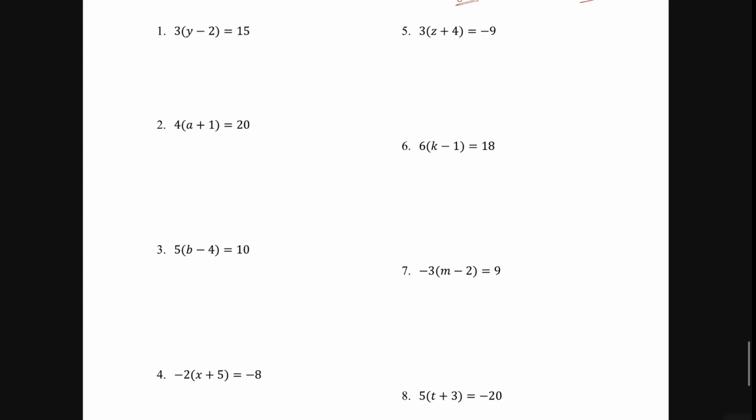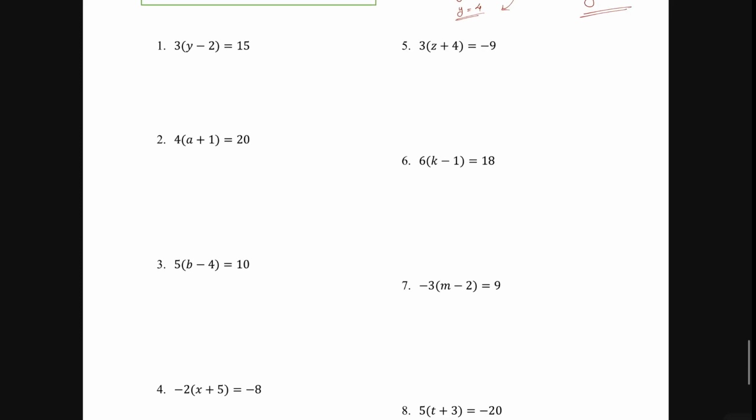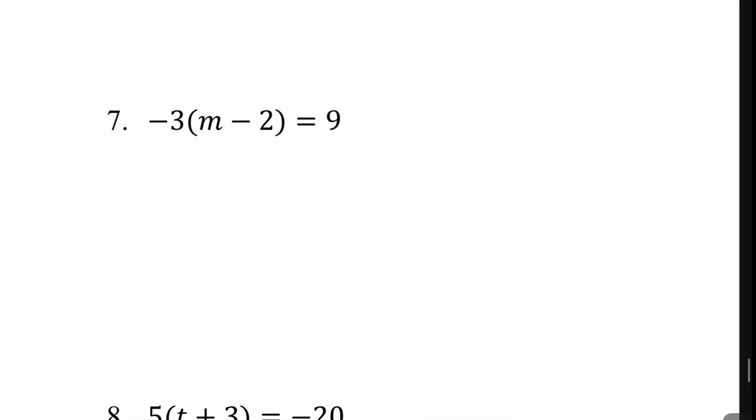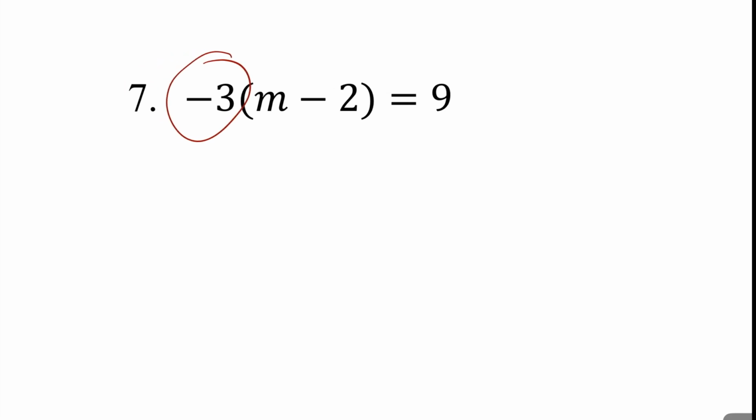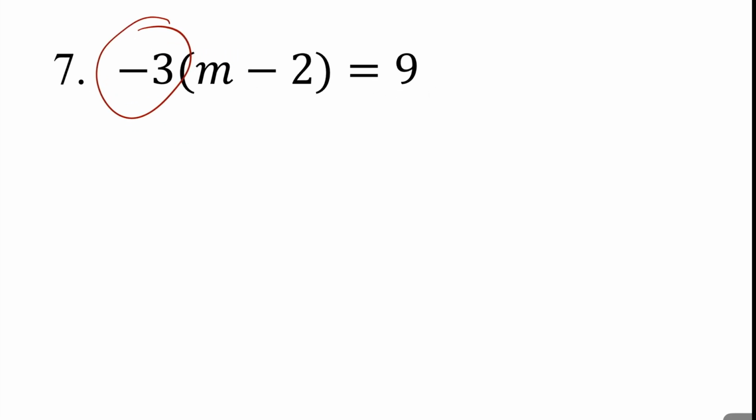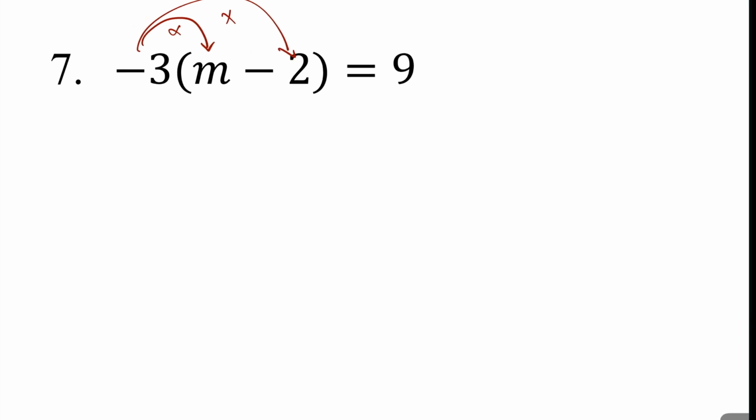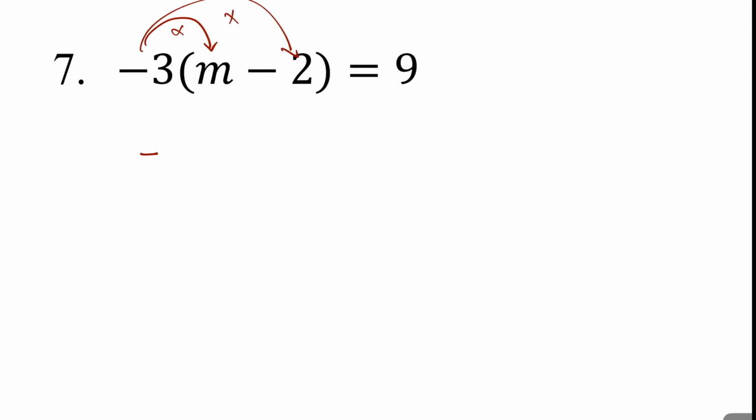Let's discuss one more example from this assignment. I wish to discuss this one. You can see a negative number outside. So I'm multiplying negative 3 with each term. So negative 3 times m, negative 3 times negative 2. So negative 3 times m is negative 3m. Negative 3 times negative 2.